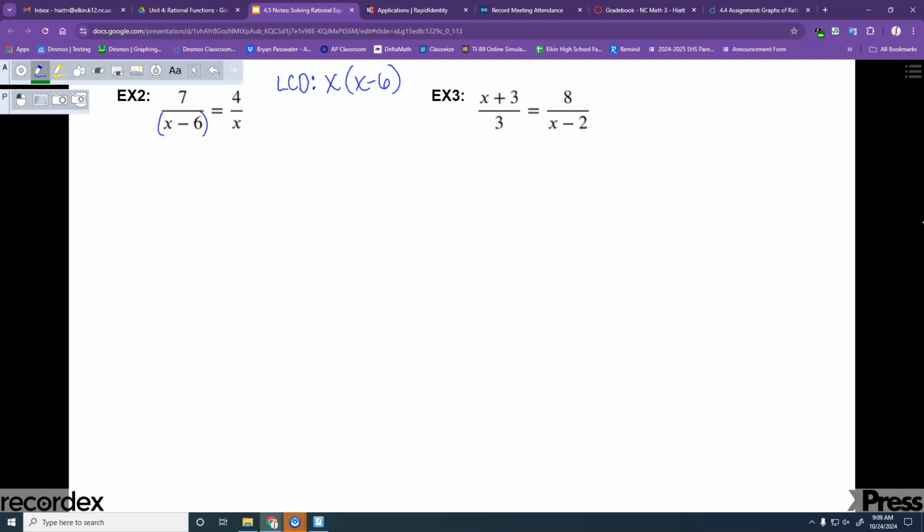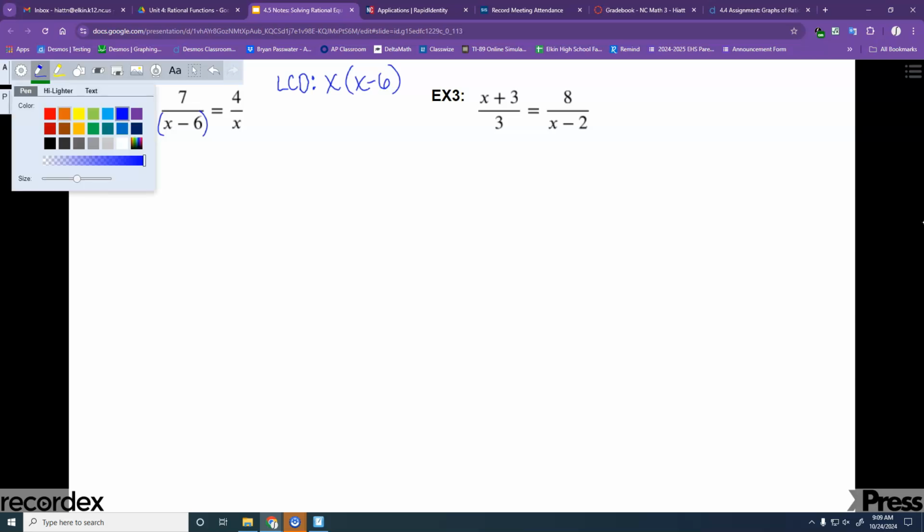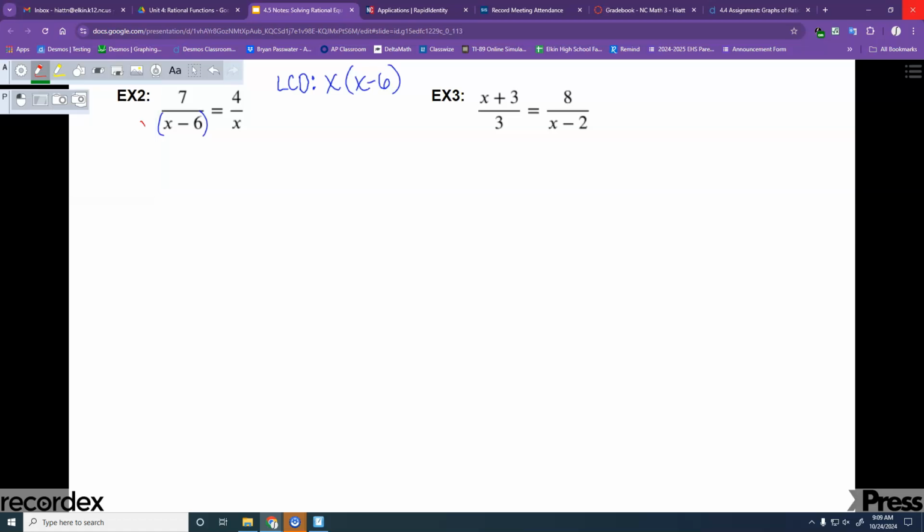Okay? So, if we are trying to get x times x minus 6, what do we need to multiply that first fraction by? X. So we'll multiply top and bottom by x. Okay? Jasper, for the second fraction, if I'm trying to get x times x minus 6, what do I need to multiply that denominator by?